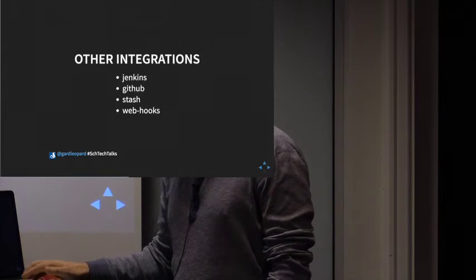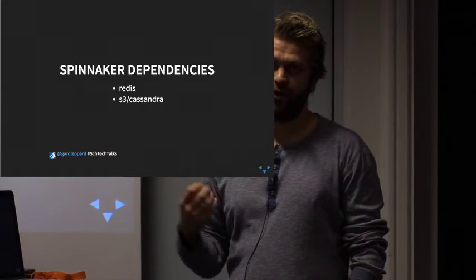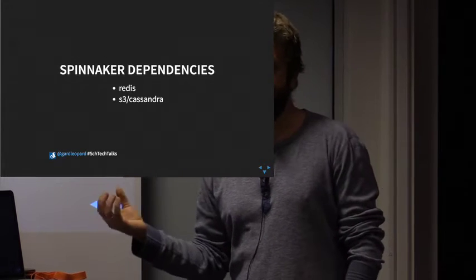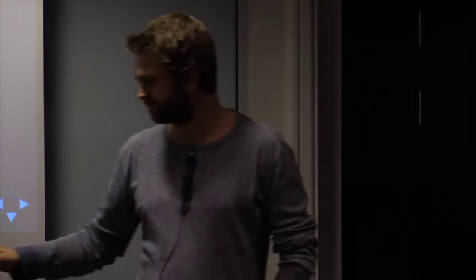Spinnaker depends on Redis and S3 or Cassandra. S3 and Cassandra are used to save the pipeline definitions and also the pipeline executions, while all the rest of the data is stored in Redis. So it's a live cache kind of thing.